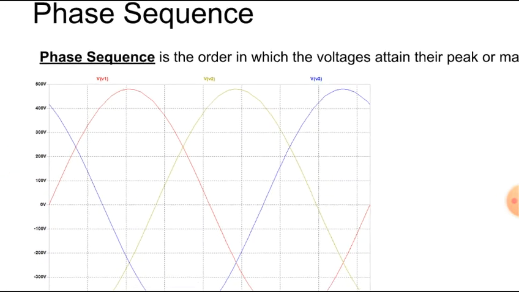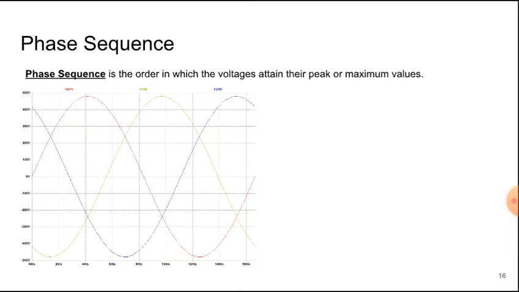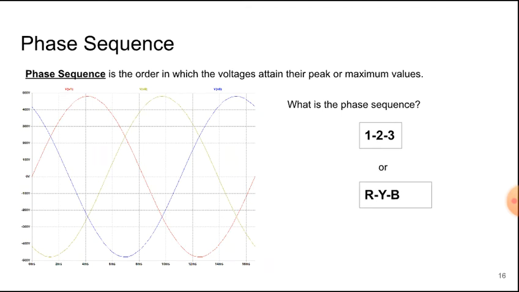So what will be the phase sequence of this waveform? The phase sequence will be 1, the first one, 2, the yellow one, 3, the blue one. So the phase sequence is 1, 2, 3, or we can also call it RYB. Why RYB? Because red, yellow, and blue. So we will be using RYB in our discussion. The subscript will be RYB.